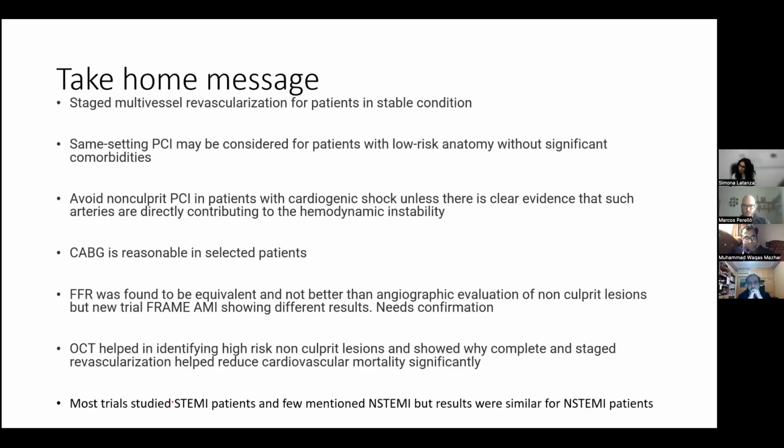And I think that these tools will have a good usefulness in this setting. And there are centers that I think also do it on the cardiac CT scan. They are trying to do FFR on the cardiac CT scan as well.